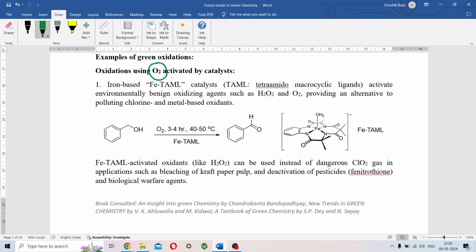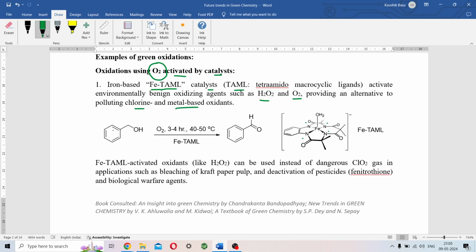So the first example that we are going to talk about is where you are using oxygen as an oxidizing agent, but you need to activate it by some sort of a catalyst, and that catalyst is iron TAML catalyst. TAML stands for tetraamido. See, 4 nitrogen atoms here, so it's a tetraamido macrocyclic ligand, and that activates an environmentally benign oxidizing agent such as H2O2 or oxygen, and provides an alternative to the chlorine or metal based oxidants which are environmentally detrimental.